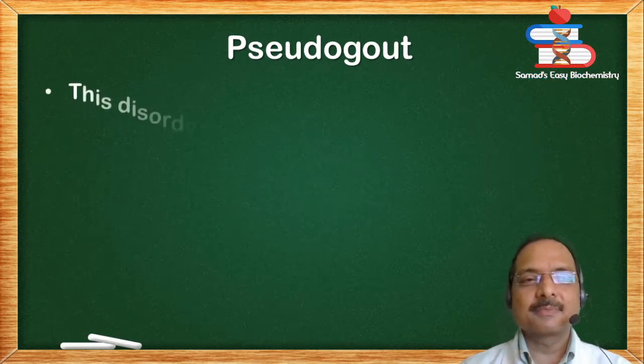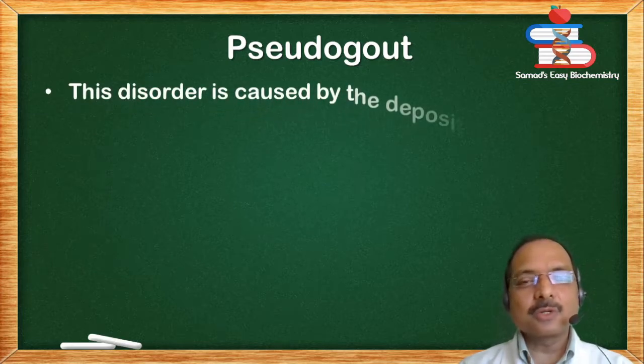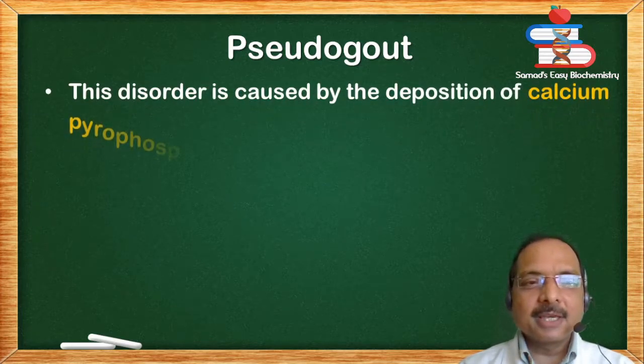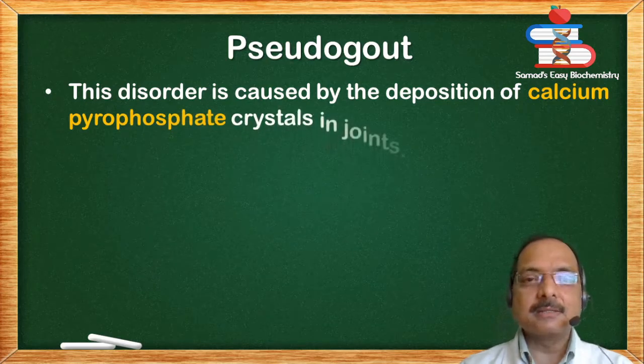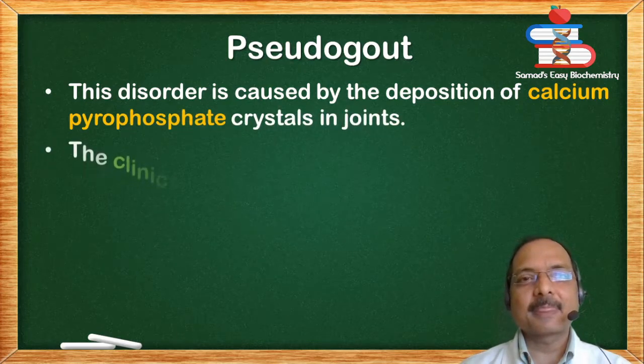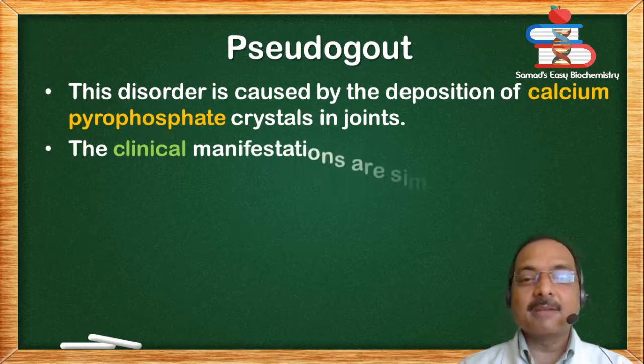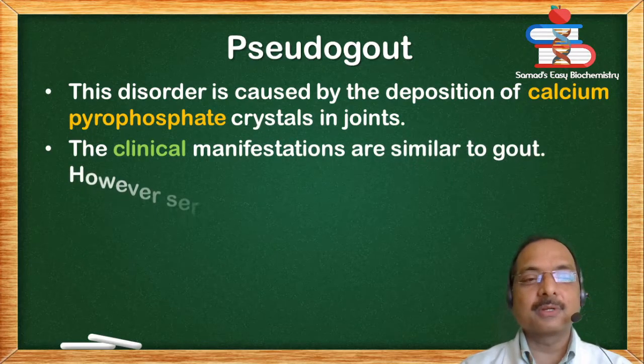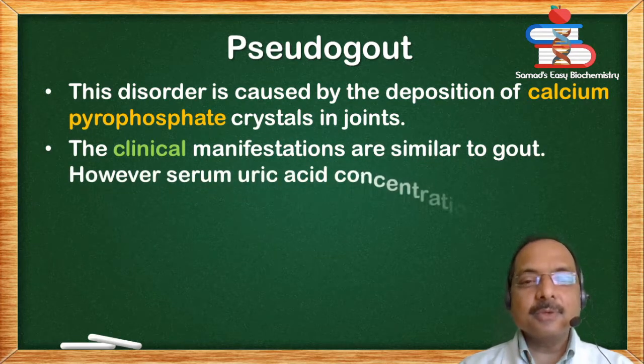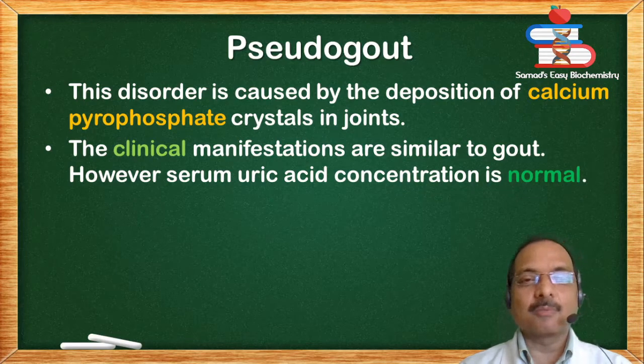Pseudogout. This disorder is caused by the deposition of calcium pyrophosphate crystals in joints. The clinical manifestations are similar to gout. However, serum uric acid concentration is normal.